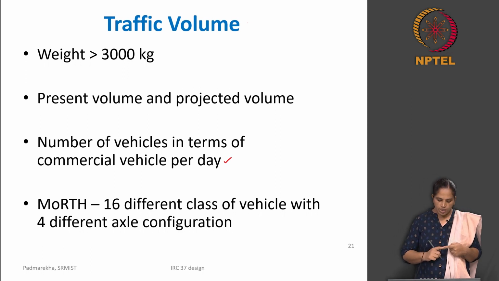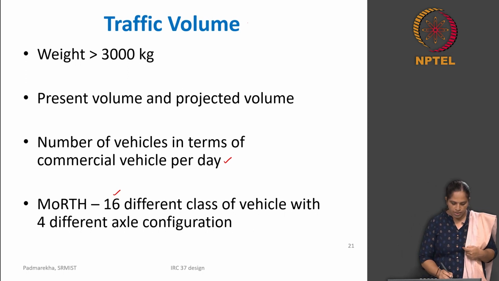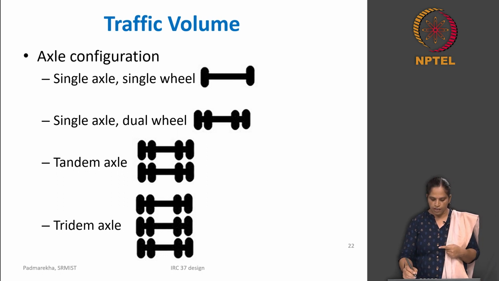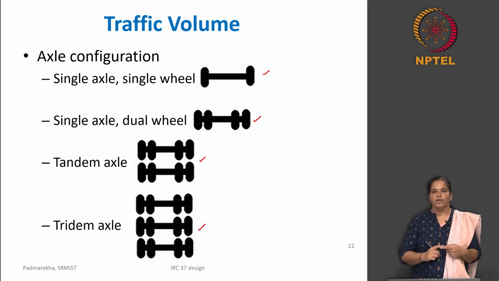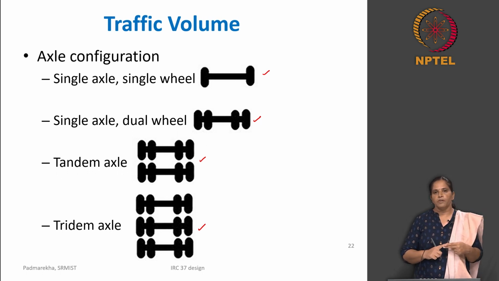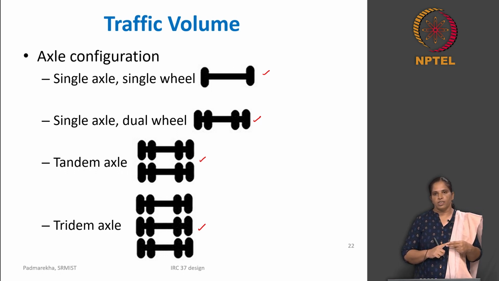MoRTH has suggested 16 different classes of vehicle using a pavement, with 4 different axle configurations. So these are the axle configurations that Indian highways have. We can see 4 different axle configurations that include single axle single wheel, single axle dual wheel, tandem axle and tridem axle. So these axle configurations are important for determination of a vehicle damage factor and for the determination of stresses and strain in the pavement. You know that the stress and strain in the pavement depend on the type of axle configuration.